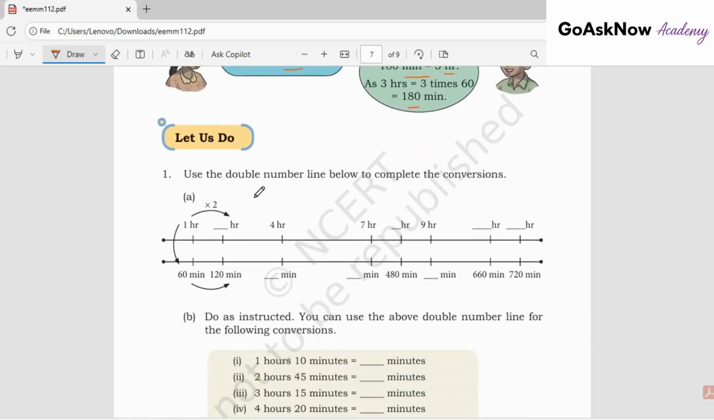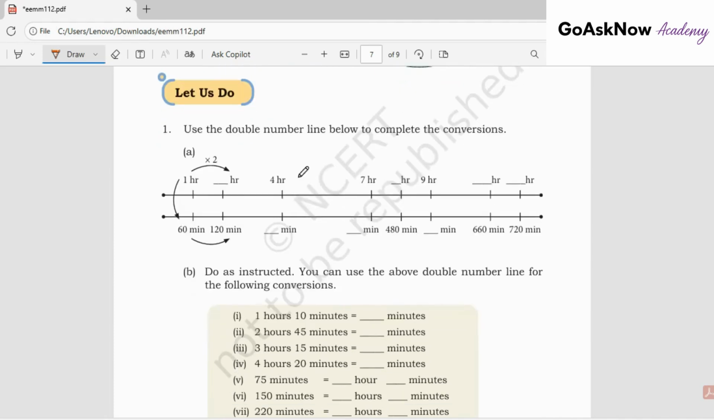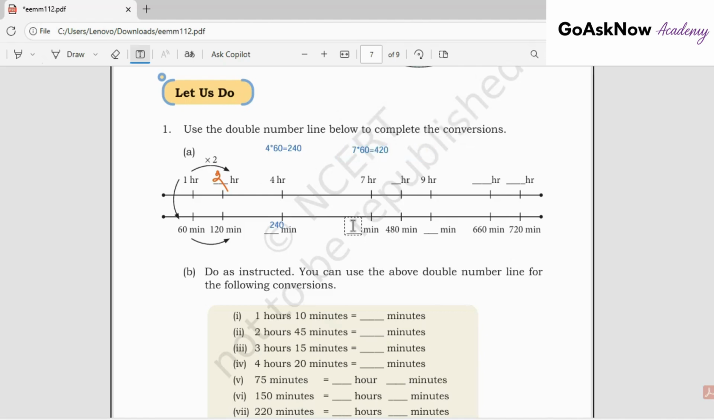Now let us use the double number line below to complete the conversions. First, 1 hour is equal to 60 minutes, then 2 hours is equal to 120. 4 hours is equal to 4 into 60, which is equal to 240, so the answer is 240 minutes. Next, 7 into 60, which is equal to 420. Here the answer is 420.